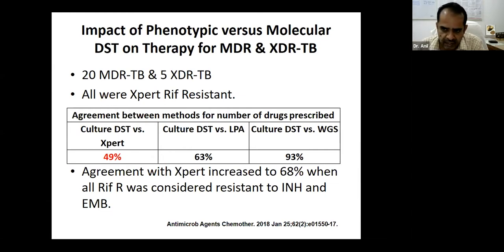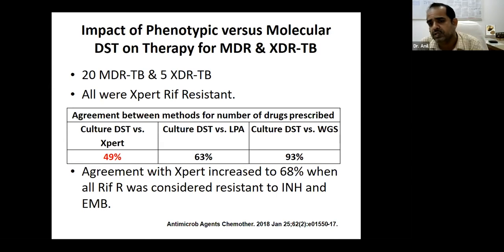That's what we do in India. Any rifampicin resistant isolate in GeneXpert is by default considered MDR unless and until proved otherwise. So we'll have an agreement of only 68% in that case. When culture DST was compared with line probe assay, the agreement was only 63%. But when culture DST was compared with whole genome sequencing, the agreement was 93%. So whole genome sequencing gives you the best agreement with DST.